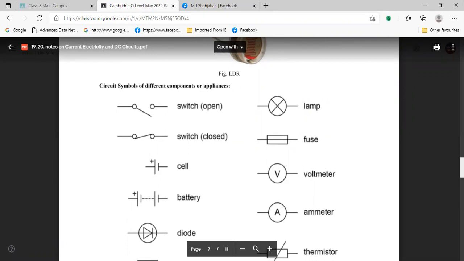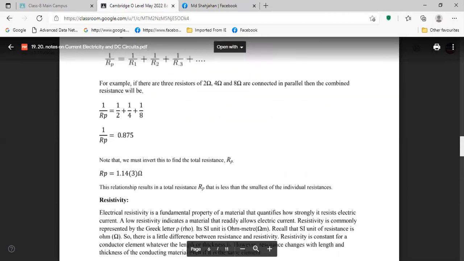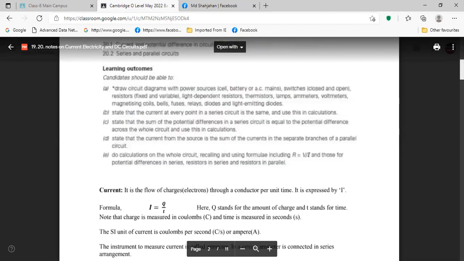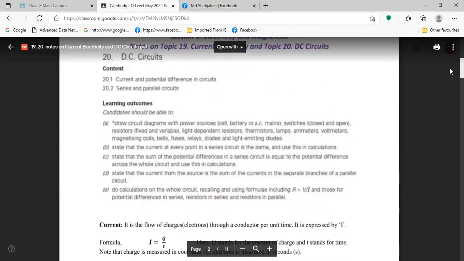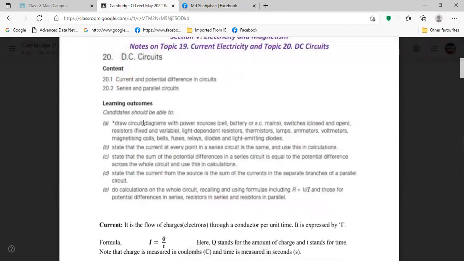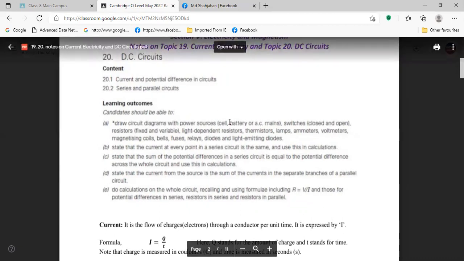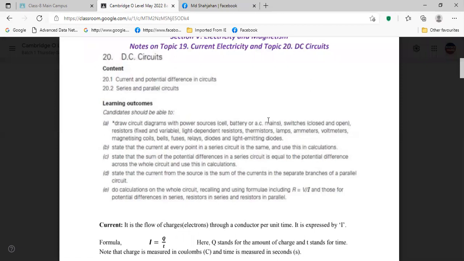You see the circuit symbols we have given. Should we draw them all? Yes, you have to draw them all, because we gave you this list from the learning outcomes. If you go through the learning outcomes, here you see: draw circuit diagrams with power sources, cell, battery, or AC mains. That means here we have three: cell, battery, AC.